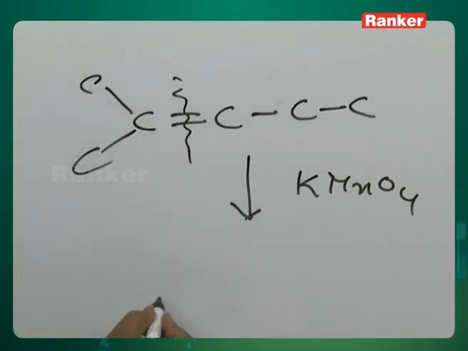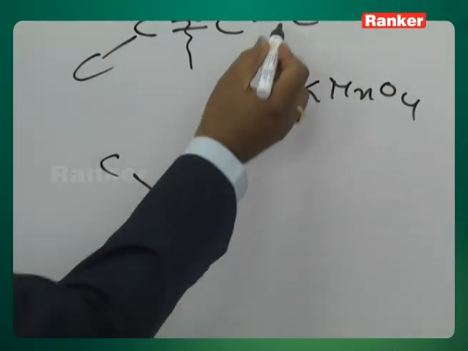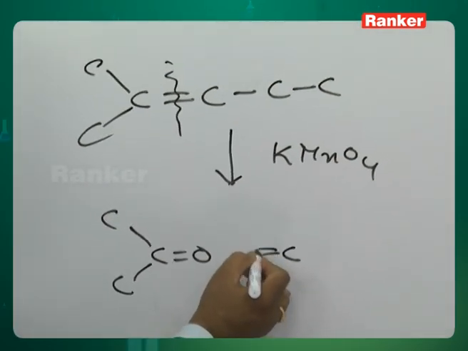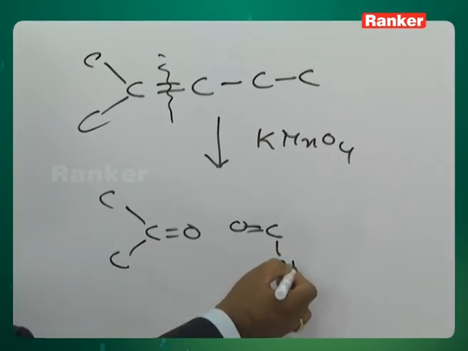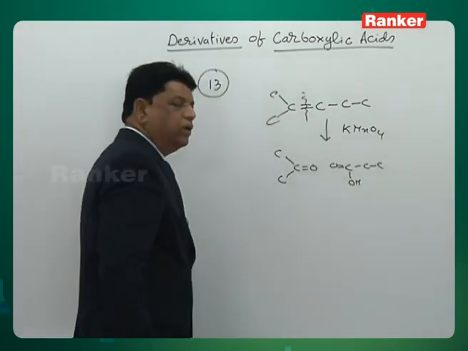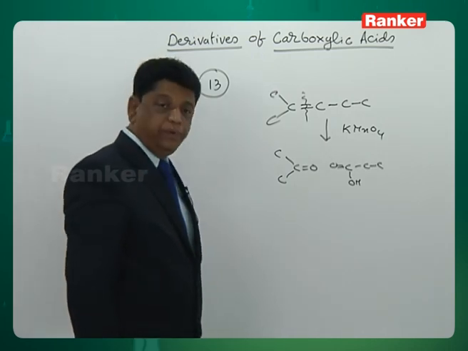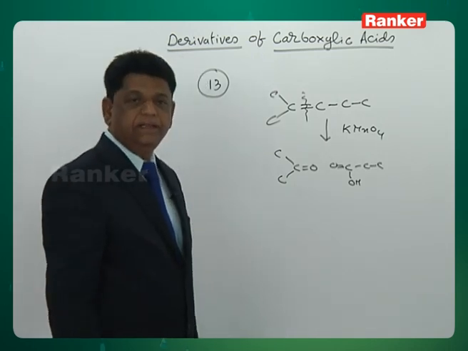If two substituents are there, then it will become a ketone. Only one substituent means it will become a carbonyl compound, which oxidizes to acid. Actually, propanaldehyde will be formed, which in turn oxidizes to propanoic acid. So, therefore, the combination acetone and propanoic acid, if it is there, that is the right answer.